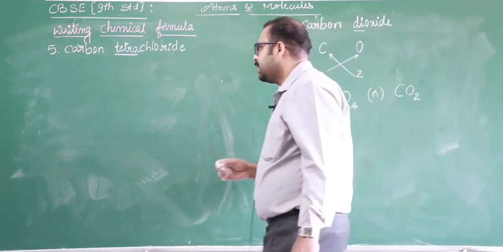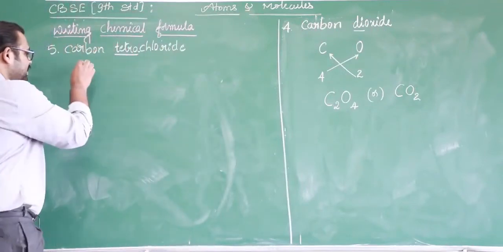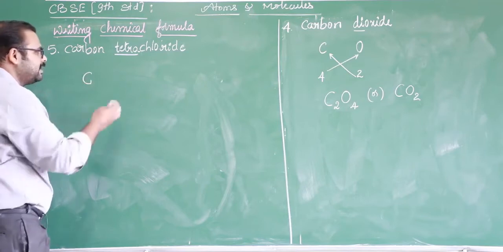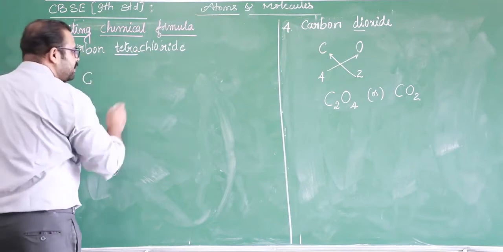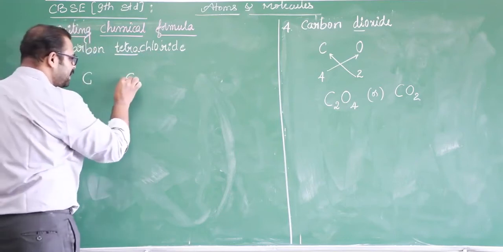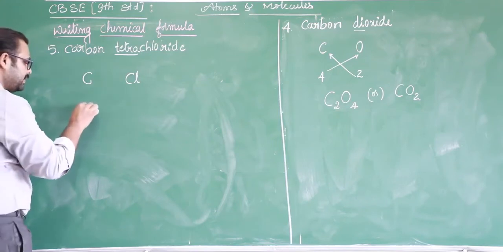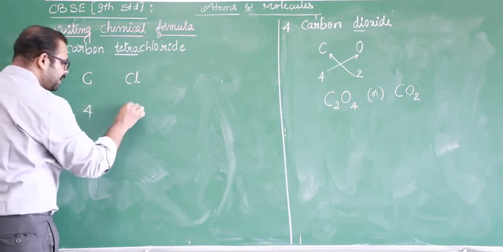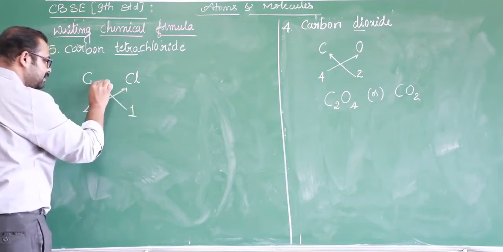Now again here, carbon tetrachloride. We have to concentrate on how many elements are there. Carbon is there, write it as it is. Don't think about tetra, leave it aside. Then take chloride, which is nothing but chlorine, take Cl. What is the valency of carbon? It is 4 and that of chlorine is 1. So again, crossing their valencies.